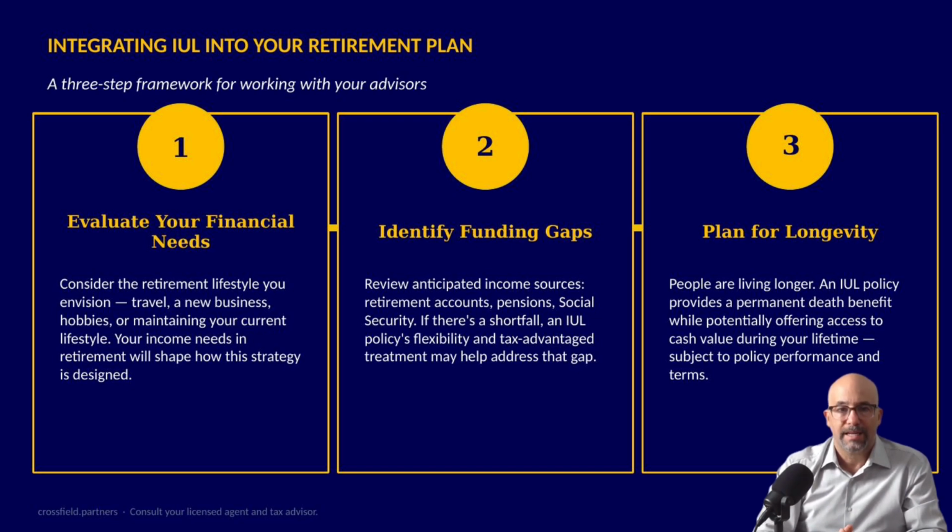An IUL provides a permanent death benefit, meaning it doesn't expire, while also potentially offering access to cash value during your lifetime through policy loans. That combination can serve as an additional financial resource later in life, subject to policy performance and terms.